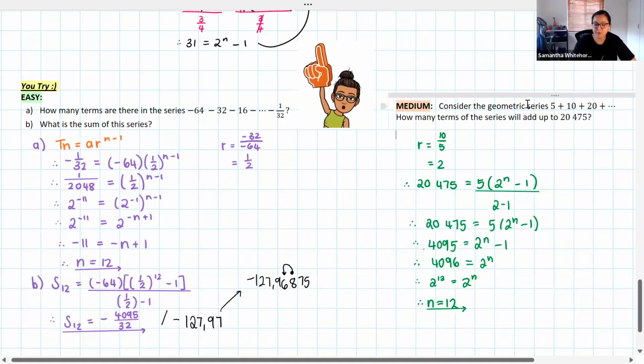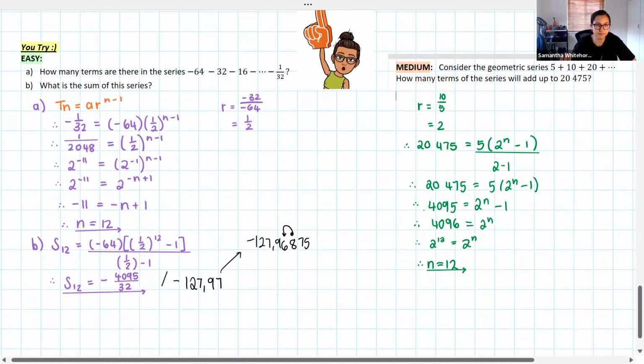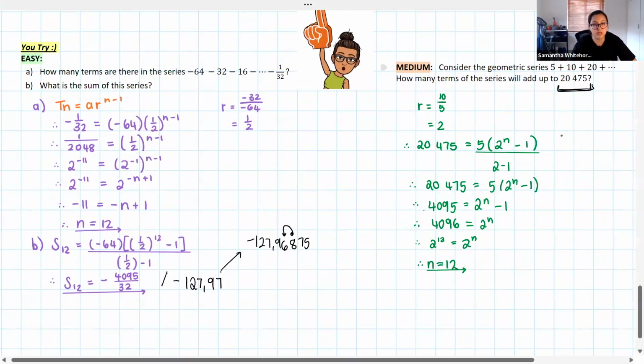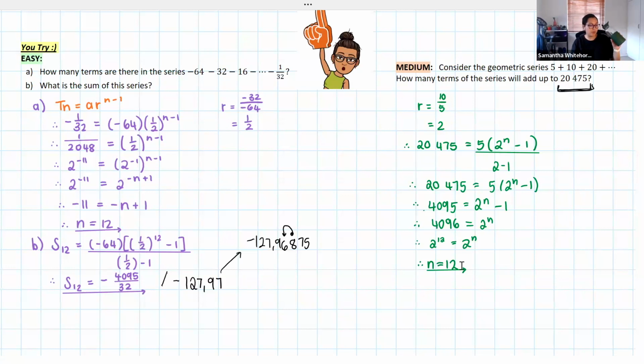Okay. If we look at the medium question, a little bit harder because you had to first work out your R value, and then you had to realize that you were using the sum formula. You did not need to first use Tn to find the number of terms. You could just use your sum formula because in this case, I gave you what your terms are adding up to. So I gave you the sum. There was no reason to go and use the Tn formula in this case. But here you got that there were 12 terms that could add up to 20,475. Right, but take your screenshots, and we're going to have a look at one more example before we end off.